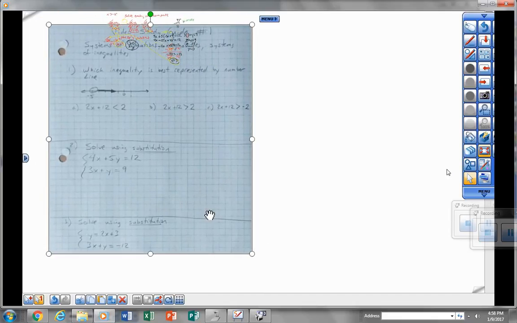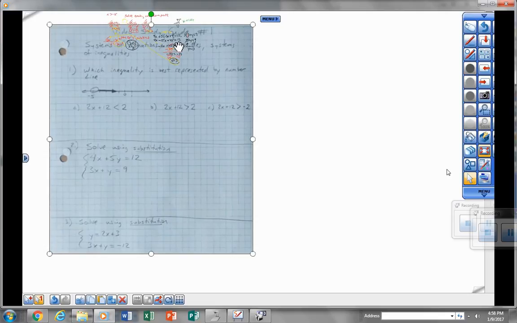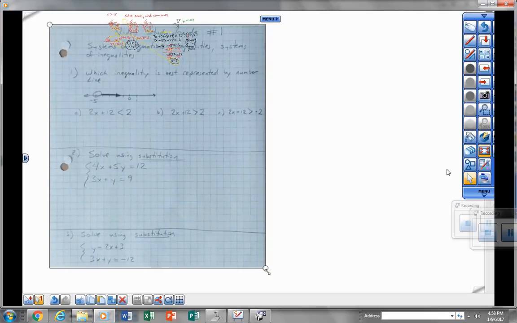Last problem on this page, and again, these problems are exactly like you're going to be doing on the final, so be ready.